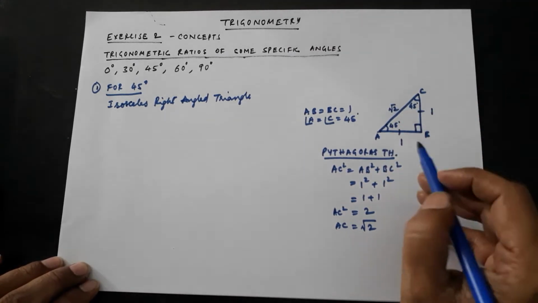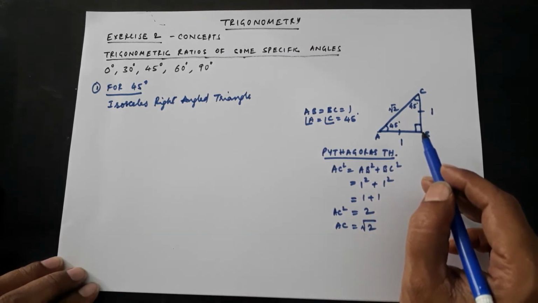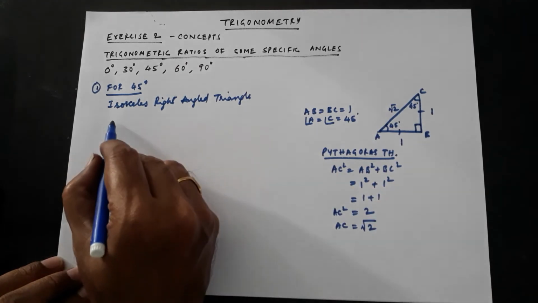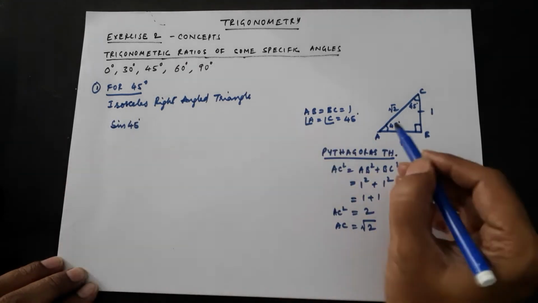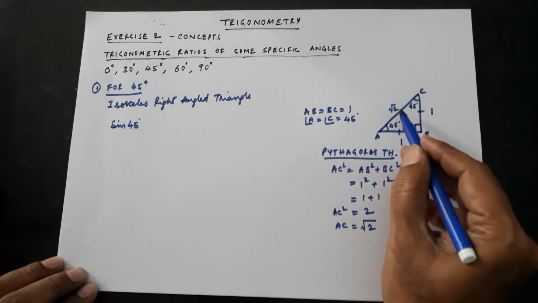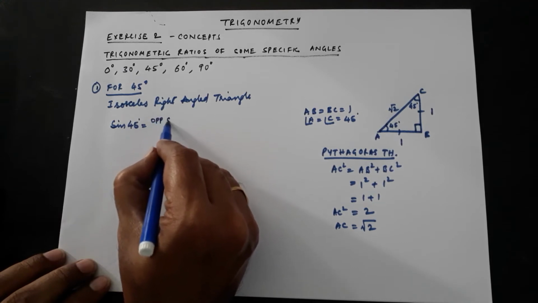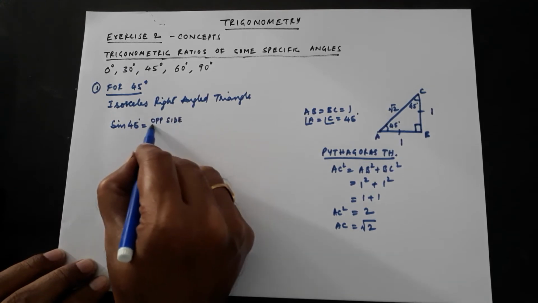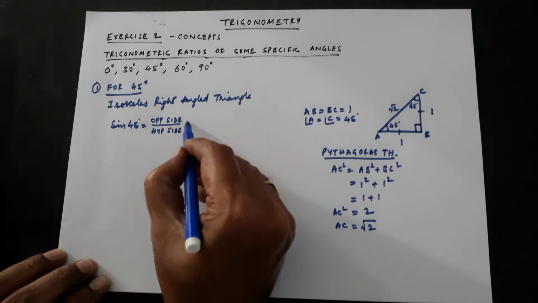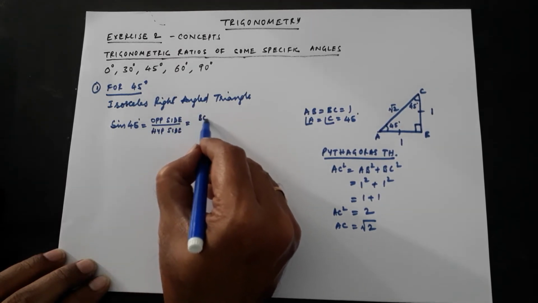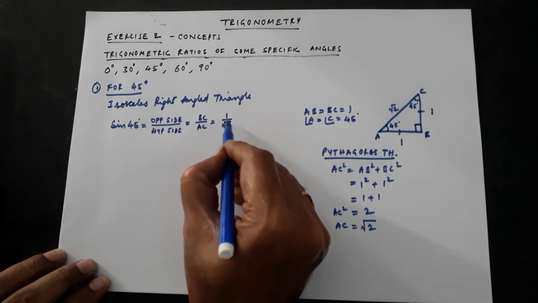Now we have all the three sides. Now we can figure out the trigonometrical ratios. So sine 45 degrees. Sine 45 is opposite by hypotenuse. Opposite side by hypotenuse side, that is equal to BC by AC, that is equal to 1 by root 2.